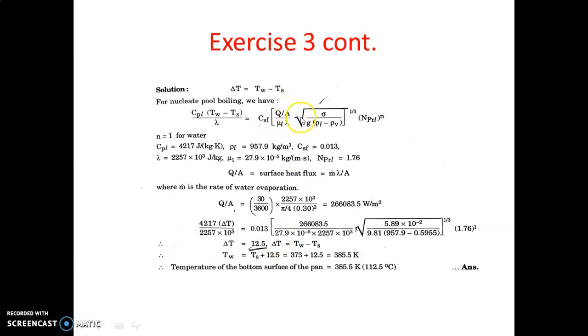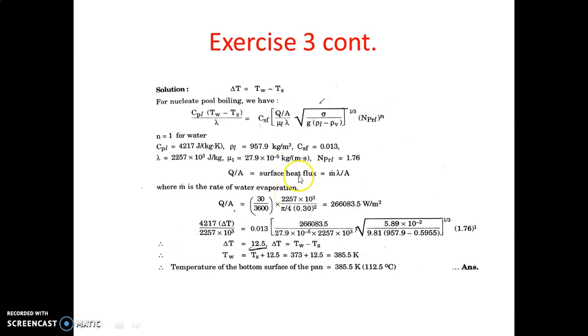Then Q by A. This value is not given, so we have to calculate it first. What is Q by A? Q by A is nothing but the heat flux. How is the heat flux calculated? You just write the mass flow rate multiplied by lambda, divided by area. So Q is nothing but m dot lambda.